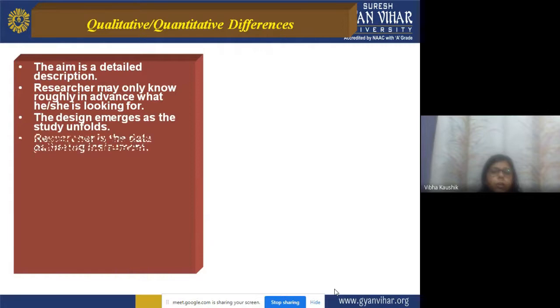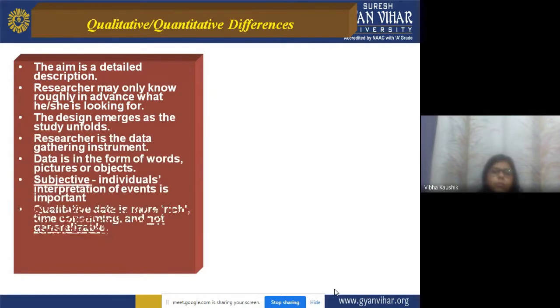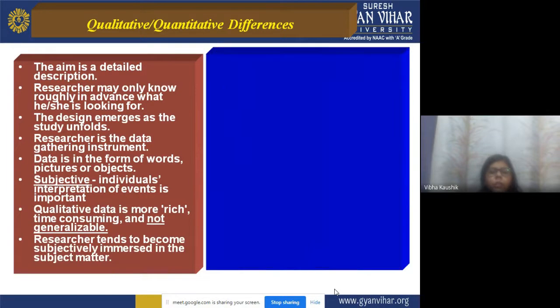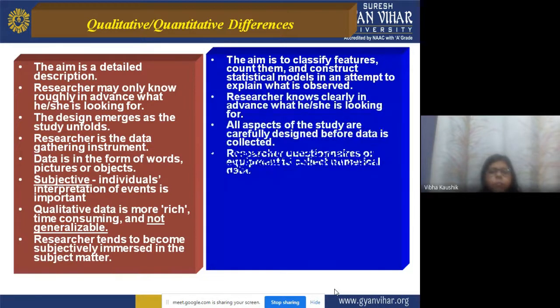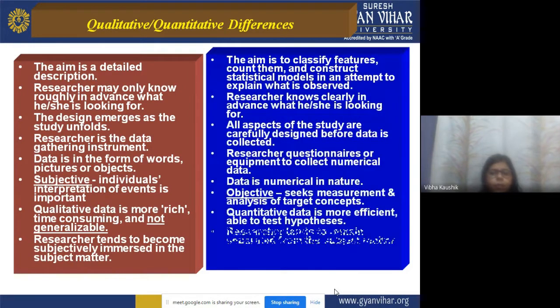Qualitative and quantitative difference. Now, what is the difference between qualitative and quantitative data? Now, we will discuss. The first one is the aim, which is a detailed description. When our research is qualitative in nature, then that type of research focuses on giving importance to the detailed description.